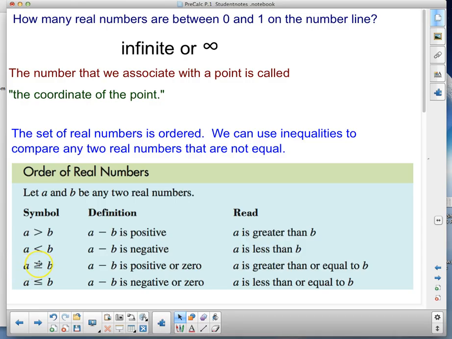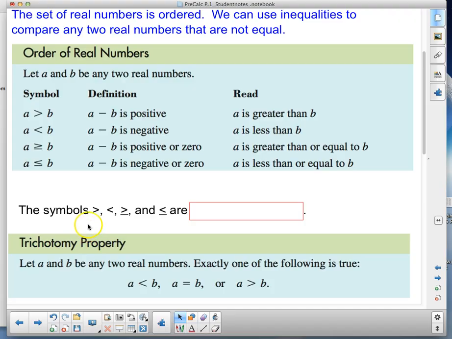If A is greater than or possibly equal to B, then when I subtract B from A, I will get a positive or 0 value. A is greater than or equal to B. If A is less than or equal to B, A minus B is a negative or 0 value. A is less than or equal to B. The symbols greater than, less than, greater than or equal to, and less than or equal to are inequality symbols, and you've worked with them before.